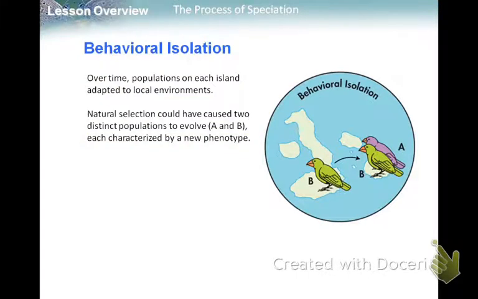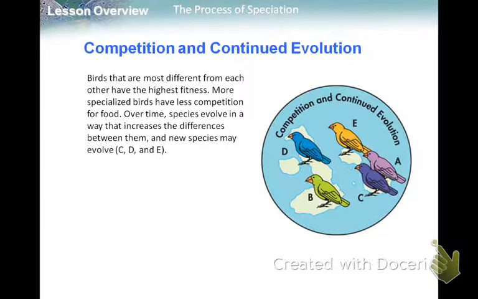Behavioral isolation could have also separated these birds. Even if there's some sort of intermixing, if species B migrated back, maybe there are courtship rituals that are different now. Something with the beak shape or beak size that's different now. There still might be isolation, even if there's not geographical isolation.